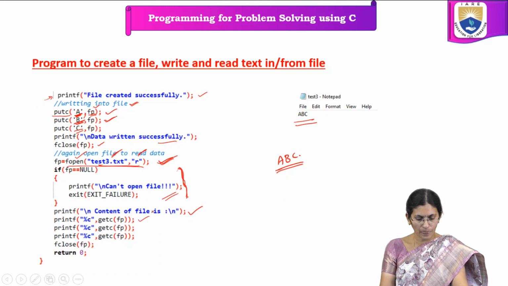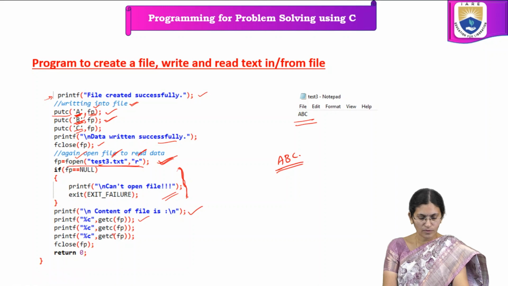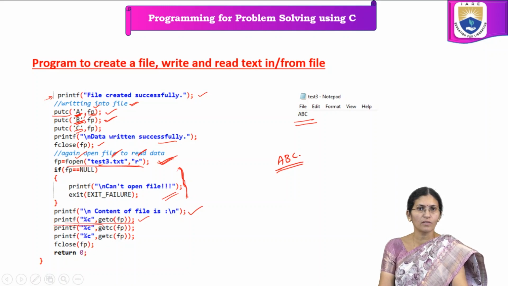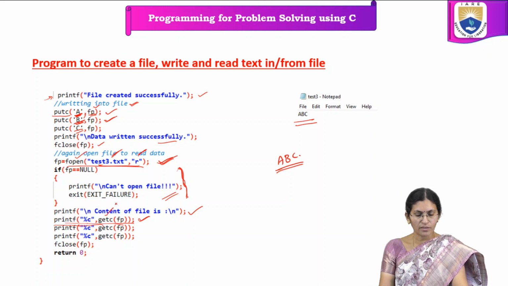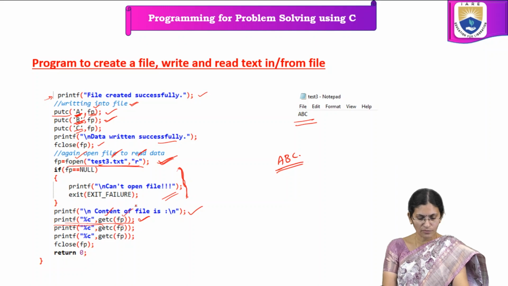So next, after that we need to display the output on the screen here. In order to display it on the screen, or monitor, or console, you can say, we are using the printf statement with %c, then getc. getc is a function which is used to retrieve or to read data from the file. You can also use fgetc. So printf %c, getc, fp.